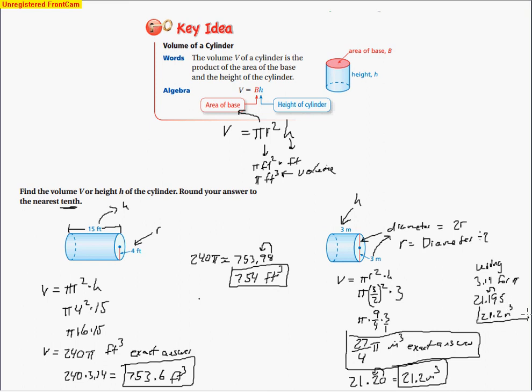So you can see how sometimes you're going to get a little bit different answers, sometimes you won't. So those are the types of problems you're going to see on tonight's assignment.